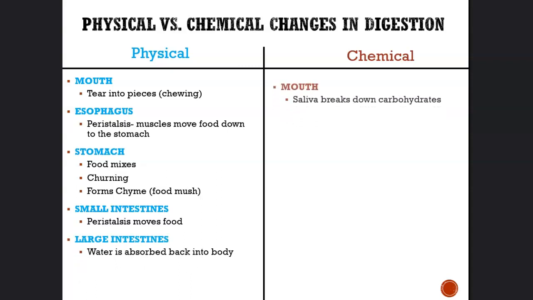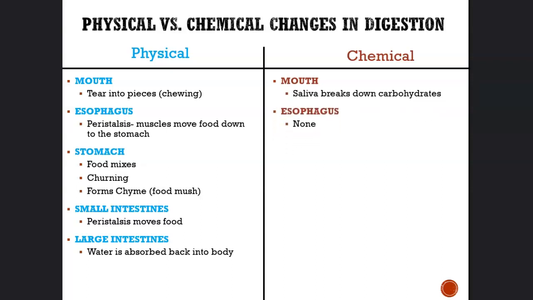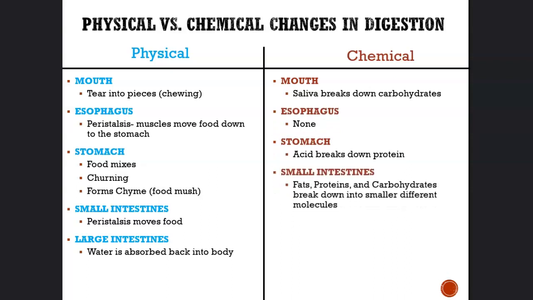On the chemical side, in the mouth, we have saliva that breaks down the carbs. In the esophagus, we really don't have a lot. In the stomach, we have acid that's breaking down proteins. In the small intestines, we have fats, proteins, and carbohydrates breaking down into smaller, different molecules. And in the large intestines, we have bacteria breaking down materials even further.